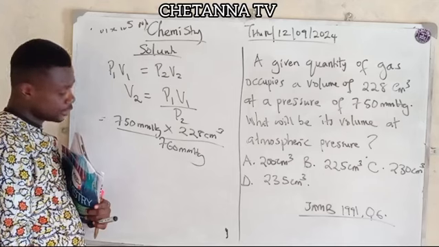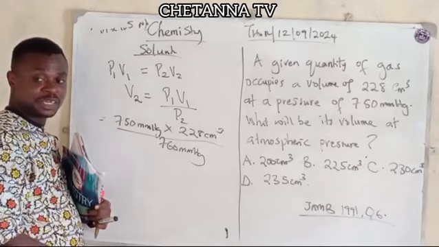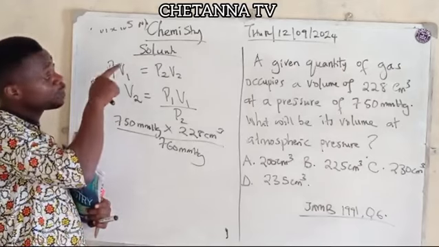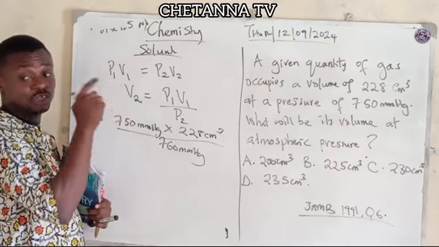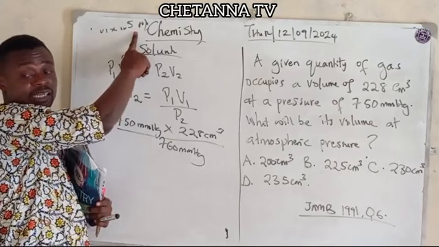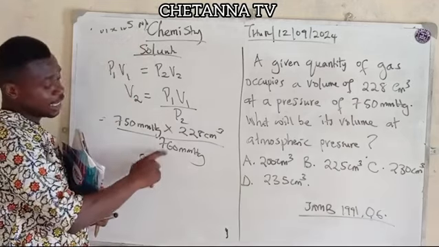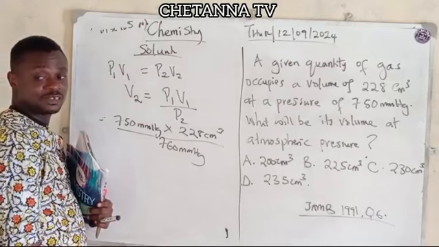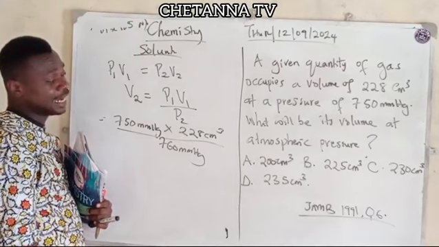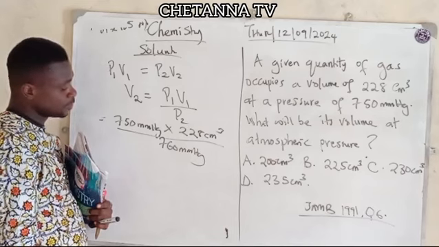Is it clear? Good. Pressure can be in millimeter mercury, in atmosphere, or in Newton per meter square. In Newton per meter square, atmospheric pressure is 1.01 times 10 to the power 5. But here, in millimeter mercury it is 760, and in atmosphere it's 1 atmosphere. Is it clear? Good.